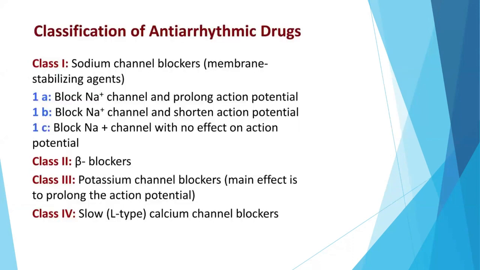Now, these are the different classes of antiarrhythmic drugs. Class 1 are the sodium channel blockers, which are membrane stabilizing agents. Class 1A block the sodium channels and prolong the action potential. Class 1B block the sodium channel and shorten the action potential. Class 1C block the sodium channel with no effect on action potential. We have discussed antiarrhythmic drugs in detail in our cardiology modules.